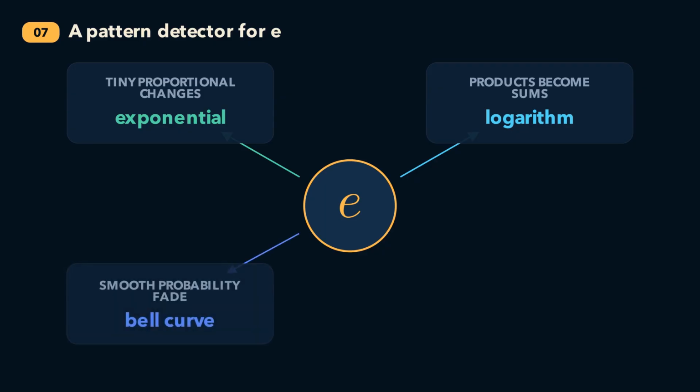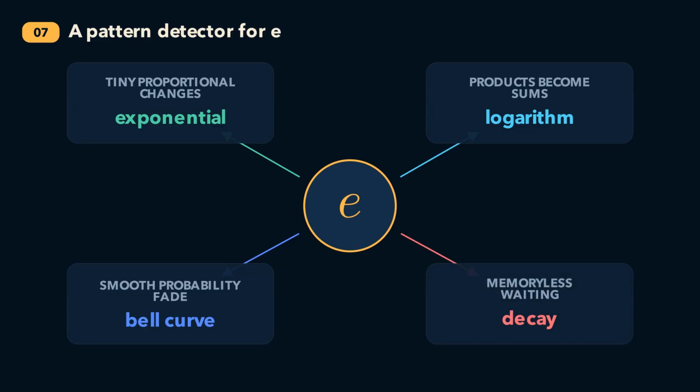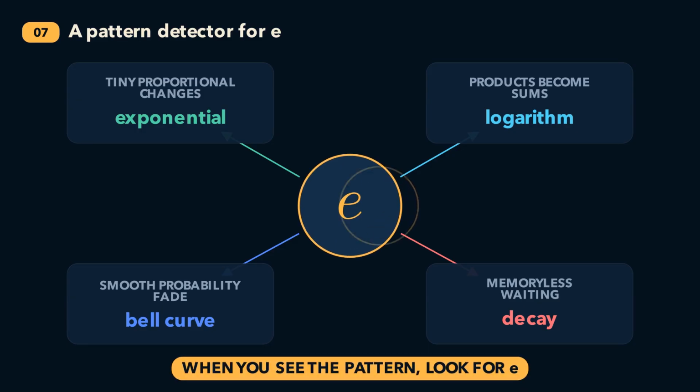Waiting time models use E because the chance of an event can depend only on the present moment, not on how long we have already waited. Whenever tiny proportional changes accumulate, or multiplication needs to become addition, E is nearby. You do not need to calculate all of these examples today. The important skill is recognizing the pattern that summons the number.